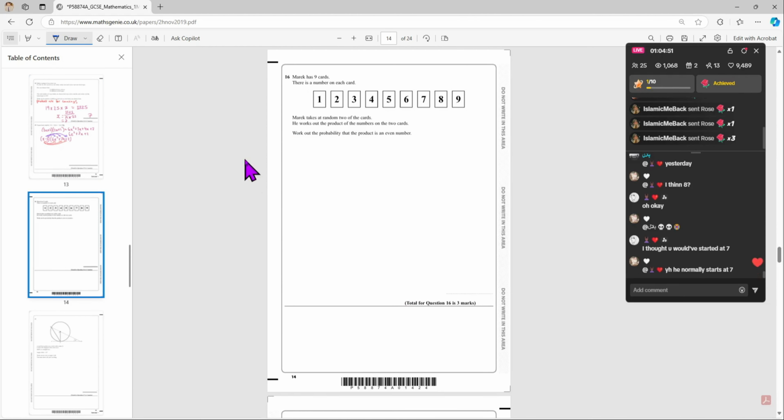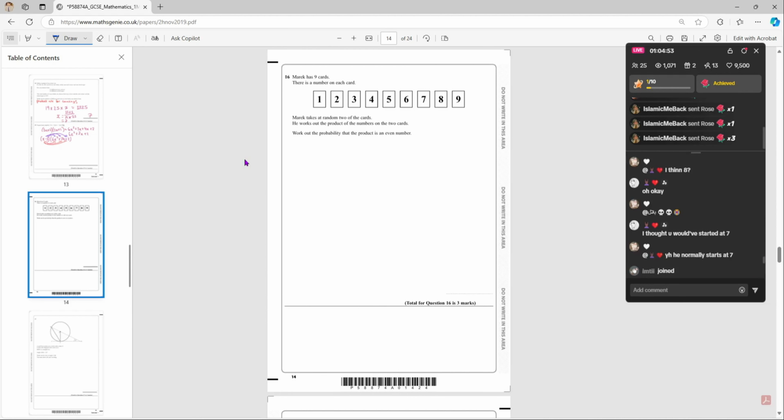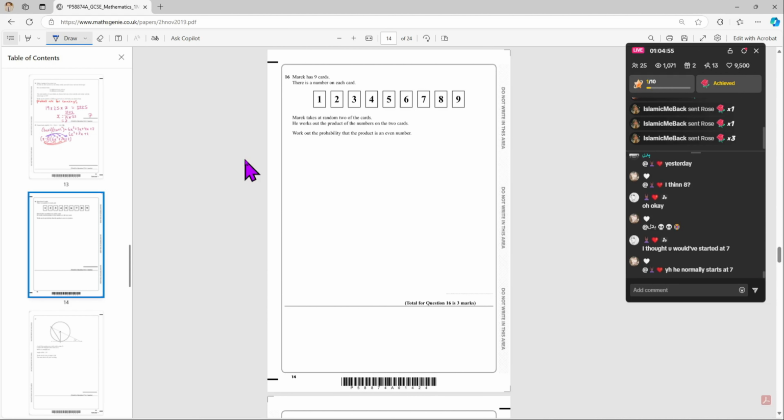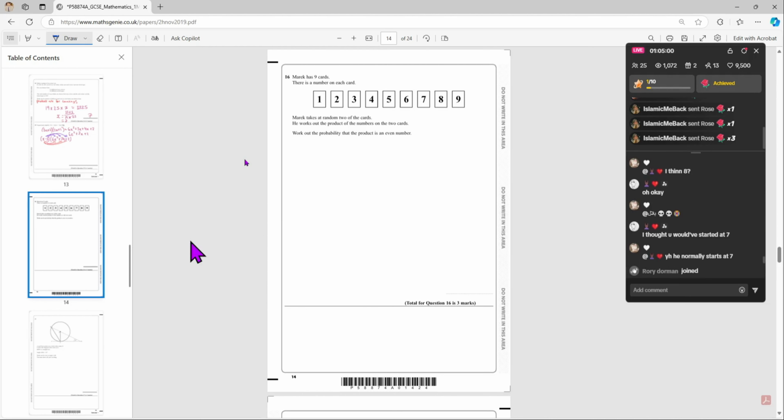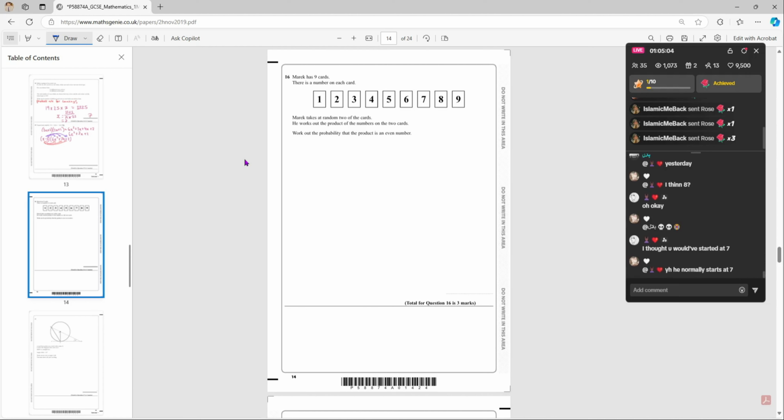Marique has 9 cards. There is a number on each card, labeled 1 to 9. Marique takes at random 2 of the cards. He works out the product of the numbers on the 2 cards. Work out the probability that the product is an even number. We have to work out if the product is an even number.